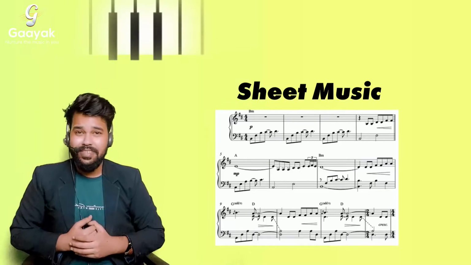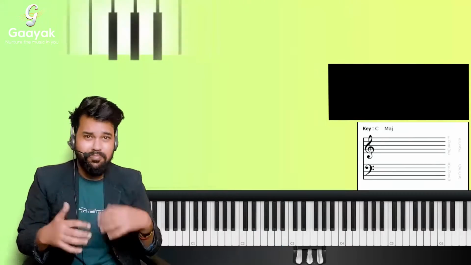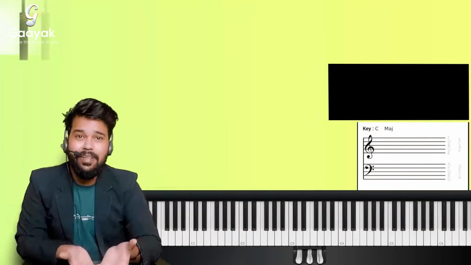So you must have seen people who play the keyboard and piano. They read something, they have a book open on their piano and they watch it and kind of play it. So that's what I'm going to tell you. This is a musical language. So we have to read it and then play it.